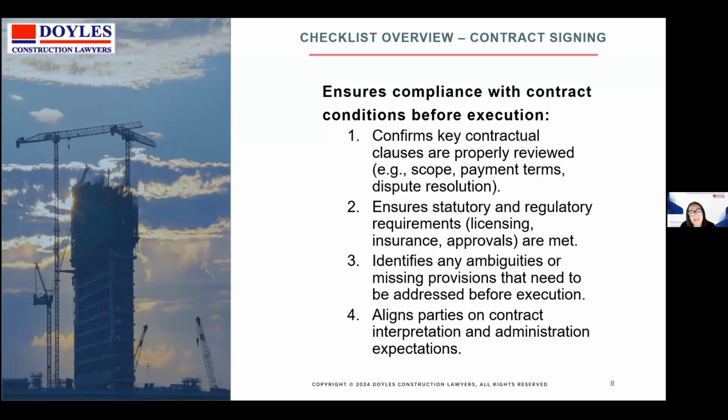Now, the checklist overview for contract signing, we think, should confirm key contractual clauses are properly reviewed, ensure statutory and regulatory requirements are met, identify any ambiguities or missing provisions that need to be addressed before execution, and align parties on contract interpretation and administration expectations. So licensing and insurance and approvals are not administrative formalities. Non-compliance here can invalidate claims later or expose parties to uninsured risk.